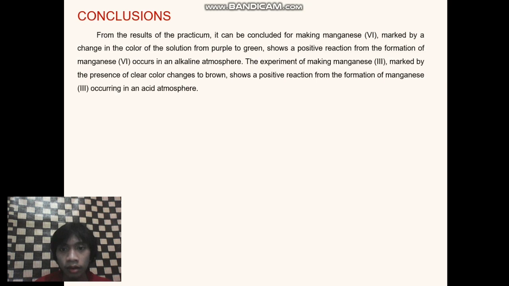The experiment of making manganese 3 is marked by a clear color change to brown. So a positive reaction from the formation of manganese 3 occurs in an acidic atmosphere.